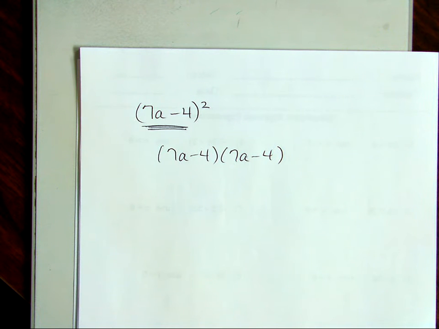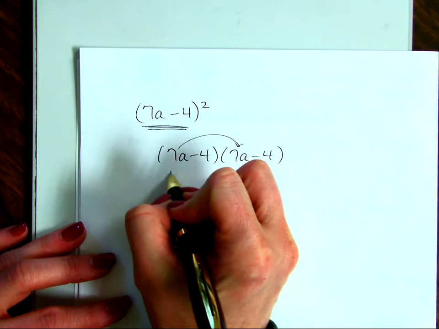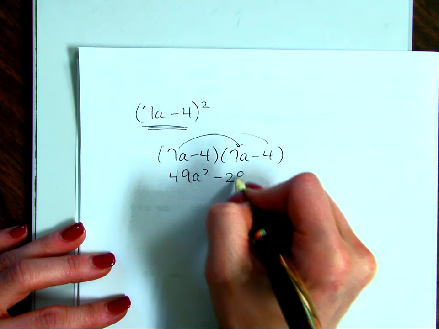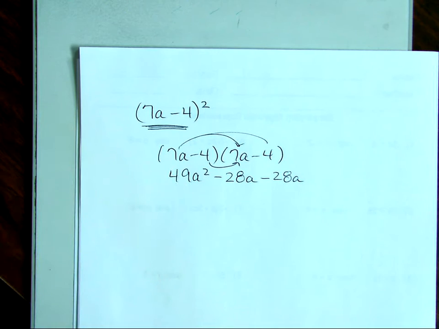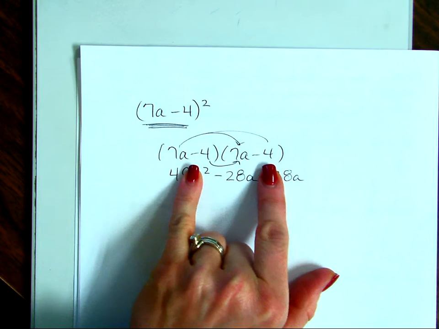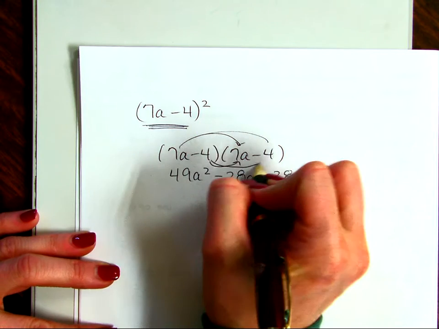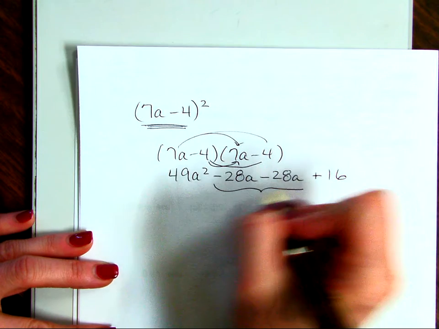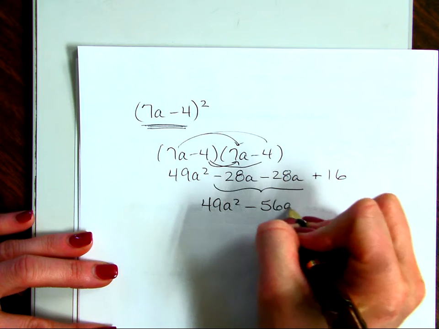Okay? I know what you're thinking, though. That looks an awful lot like the problem we just did. It is not. They're not going to cancel. I want to show you what happens. You're still going to have your 49a squared. You're going to have a negative 28a. Then you're going to have another negative 28a. Normally those would cancel if there was one of each sign, but this time the parentheses are identical. They're not going to cancel. And plus your end term with a negative times a negative is going to be a positive. And then you go ahead and combine your middle terms. So 49a squared minus 56a plus 16.